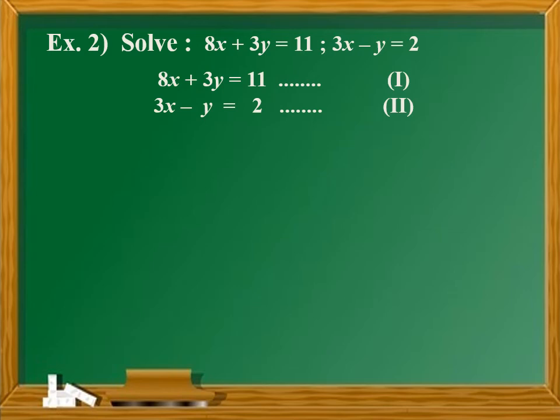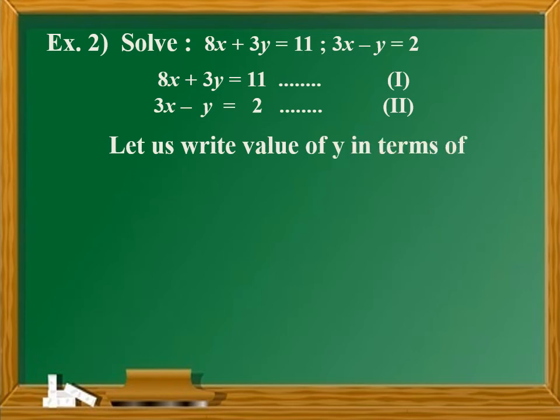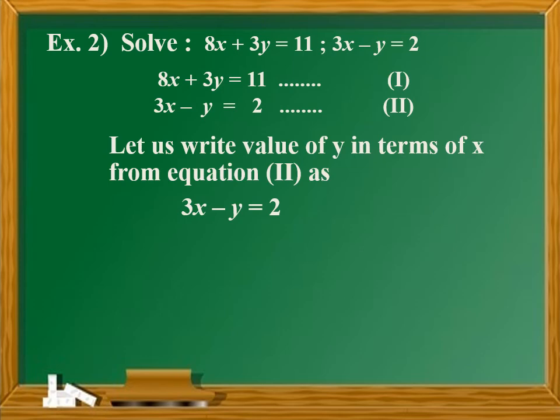For the substitution method, you have to put the value of one variable in terms of the second variable. If we observe equations 1 and 2, from equation 2 we can easily find the value of y in terms of x. So, let us write the value of y in terms of x from equation 2. 3x - y = 2. y goes to the right hand side and 2 goes to the left hand side. So we get 3x - 2 = y.